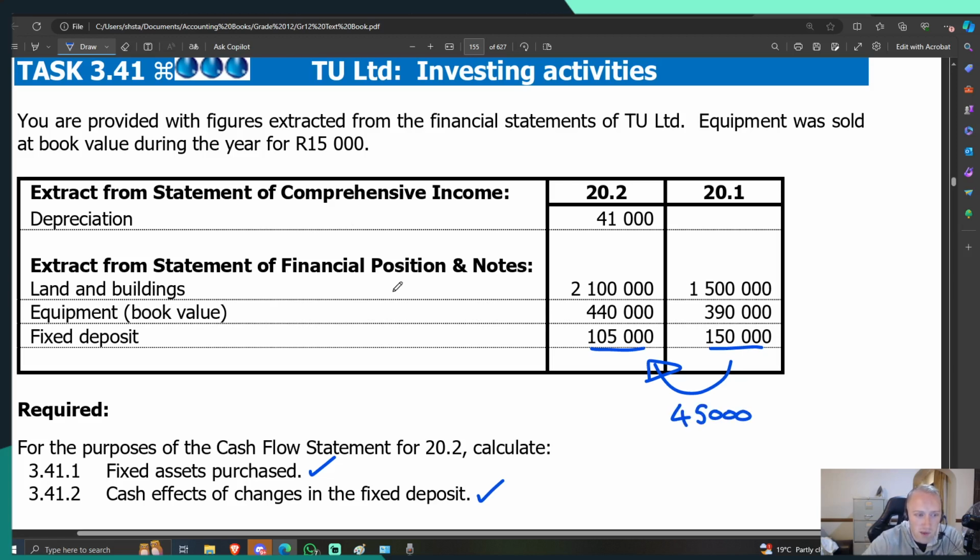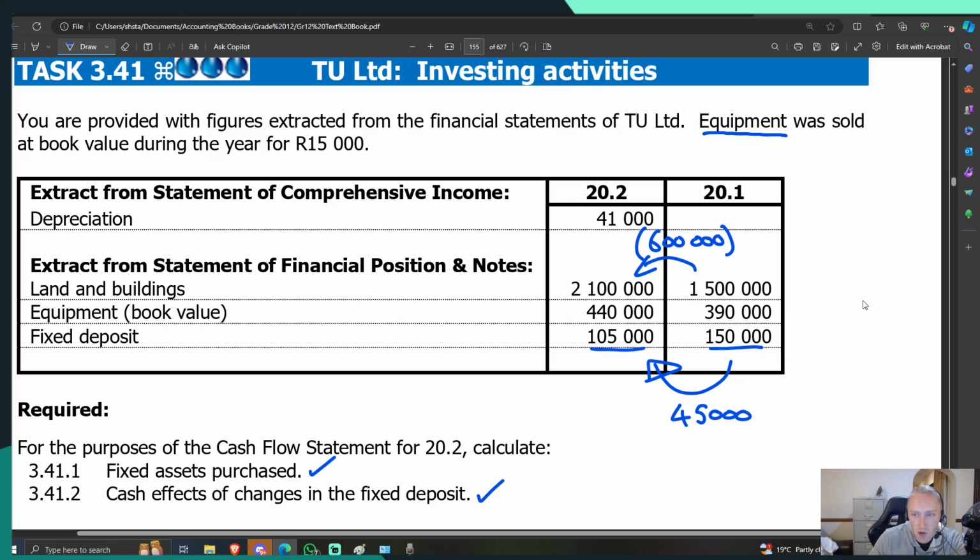Now let's do the fixed assets purchased. Does it say that we sold any land and buildings? No, it only says that equipment was sold. So the land and buildings shows an increase of 600,000. An increase of 600,000 means a cash outflow. So in the cash flow statement, it would be an outflow. We had equipment sold at a book value of 15,000.